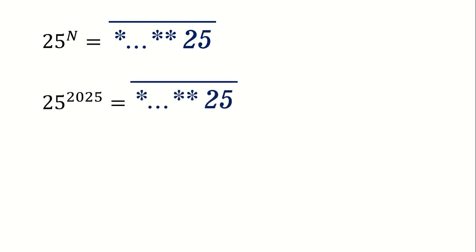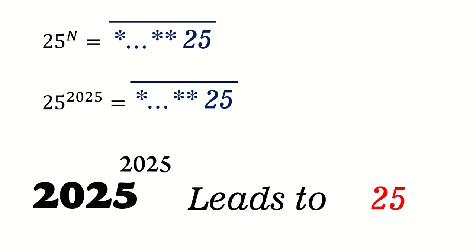So 25 to the power of 2025 also has 25 as its two rightmost digits. So we conclude that 2025 to the power of 2025 has 25 as its two rightmost digits.